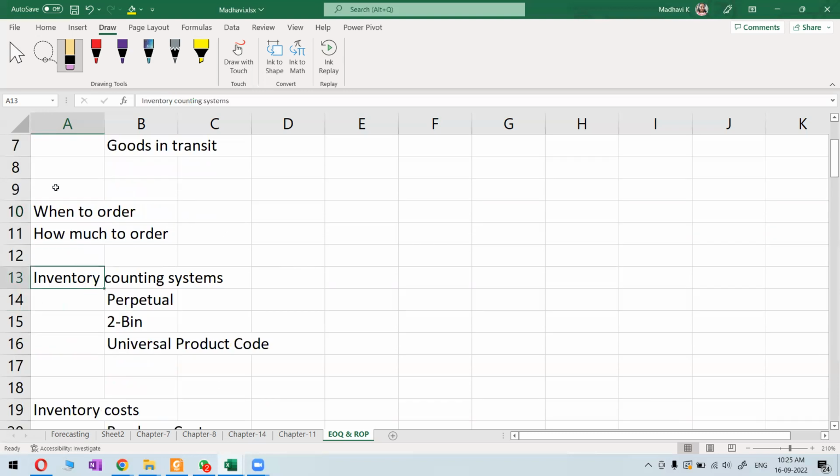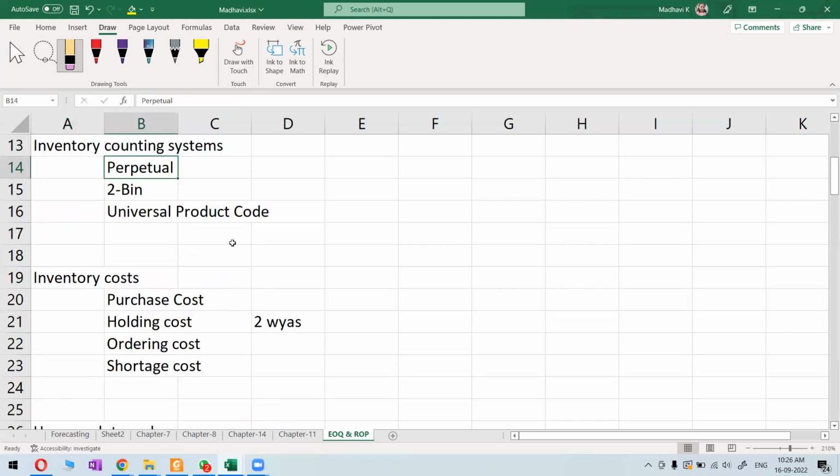And even before getting into when to order and how much to order, we should know what our existing inventory is. We should be efficient enough to count the existing inventory and know how much we are consuming. One way of counting is the perpetual method, where we continuously count our existing inventory to understand how much is remaining, and we keep on counting it periodically. That is the perpetual method of counting inventory.